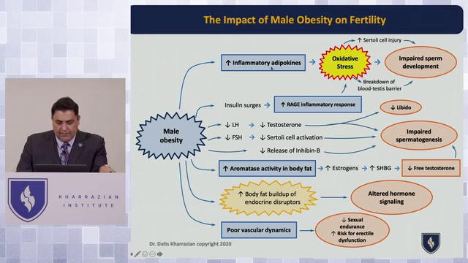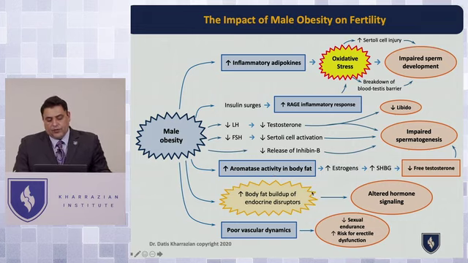Now, when you look at male obesity, again, it creates inflammatory adipokines, that creates oxidative stress, that impacts sperm, that breaks down the blood testes barrier. Insulin surges activate the RAGE inflammatory response, that also breaks down the blood testes barrier and impacts spermatocytes. Male obesity promotes suppression of LH and FSH. You can also have changes in testosterone unrelated to aromatase, or you can have aromatase activation and increased estrogen, sex hormone binding globulin, decreased free testosterone, altered hormone signaling, and poor vascular dynamics.